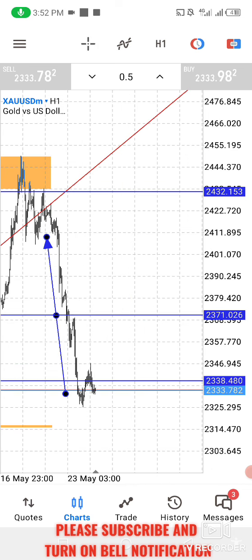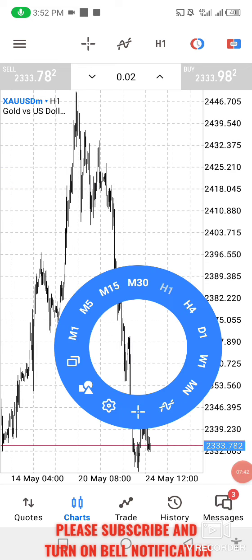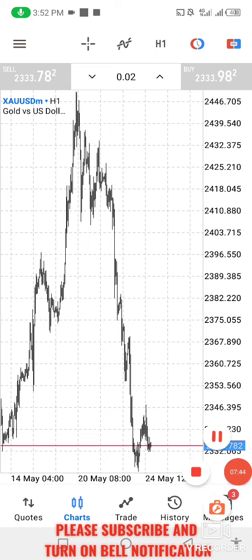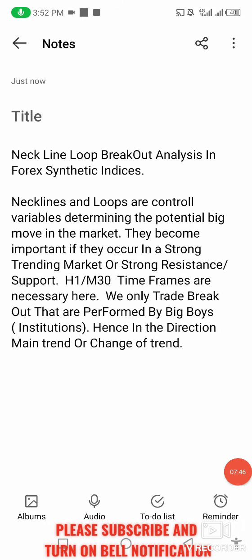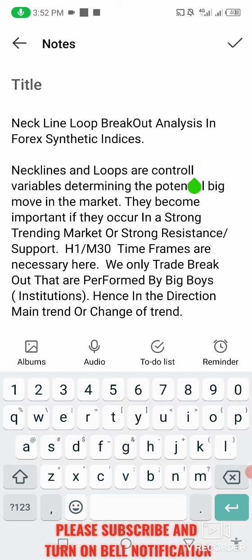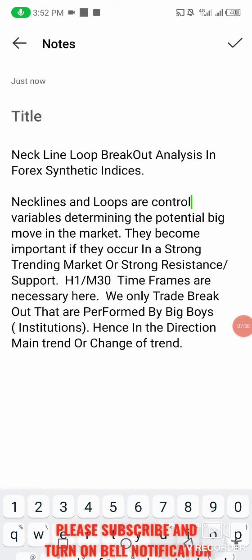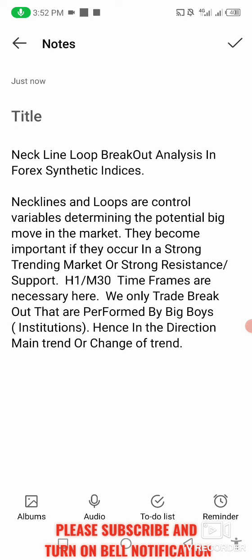Okay, now where I'm going now is how do we actually determine this node and neckline, especially the major ones. Okay, now remember, let me go back to the document so we continue. So necklines and loops are control variables determining the potential big move in the market. They become important if they occur in a strong trending market or strong resistance/support. Okay, so you'll be looking at this.